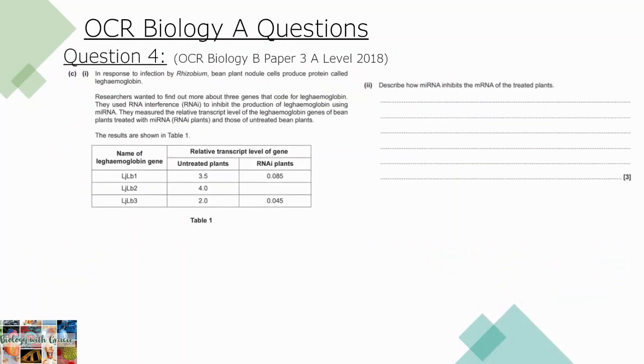Question 4. In response to infection by rhizobium, bean plant nodule cells produce a protein called leghemoglobin. Researchers wanted to find out more about 3 genes that code for leghemoglobin. They use RNA interference, RNAi, to inhibit the production of leghemoglobin using miRNA. They measured the relative transcript level of the leghemoglobin genes of bean plants treated with miRNA, RNAi plants, and those of untreated bean plants. And the question is, describe how miRNA inhibits the mRNA of the treated plants.